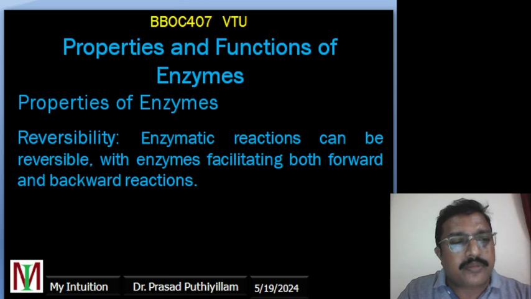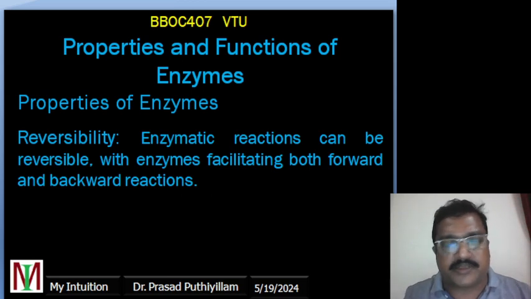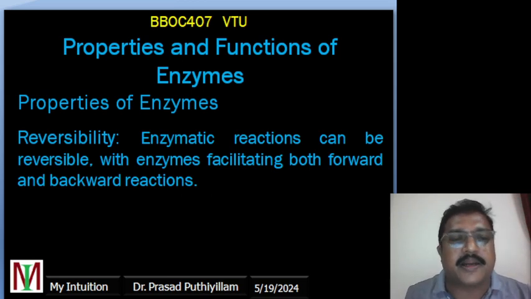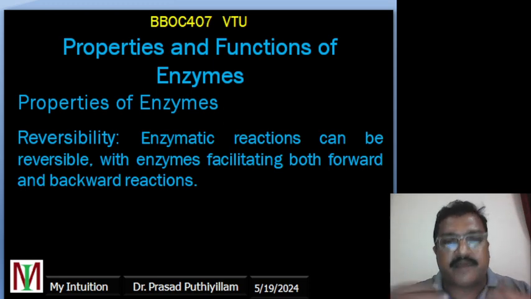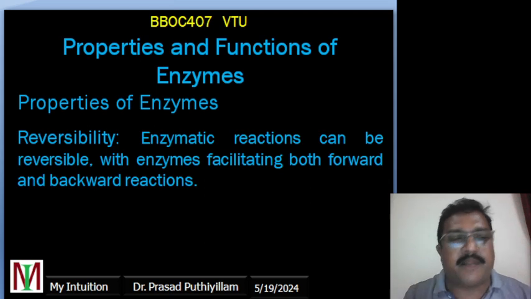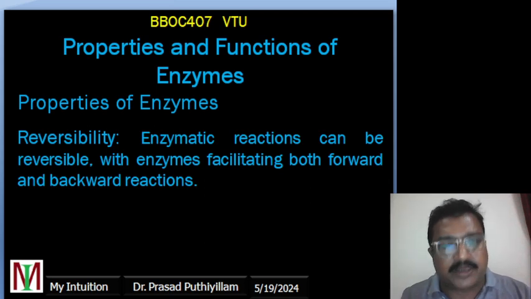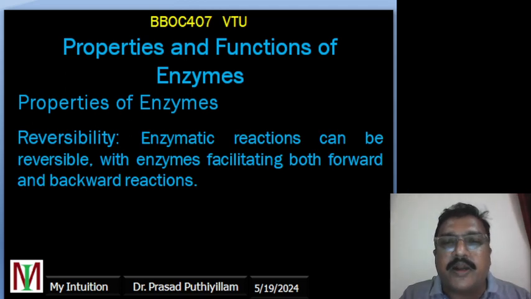Then comes the property called reversibility. Reversibility is two-way traffic. A car can drive both back and front. Imagine that we have a reverse gear as well as first to fifth gear, so it can move front and back. Similarly, enzymes can work in both directions. They can help the reactions to go forward, and backward reactions are also possible.